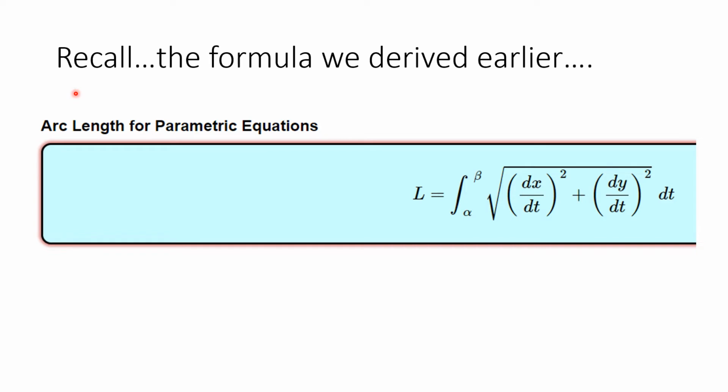Okay, so let's continue with our lecture then. Recall the formula we derived earlier, which was the arc length, but now we're using parametric equations. So we have x of t and y of t, and we learned last time in the lecture that the arc length is the integral from alpha to beta. Now, alpha and beta are the values of t, but then we're integrating now a different formula. It is the square root of (dx/dt) squared plus (dy/dt) squared. So this is the formula we're going to be using extensively during today's lecture.